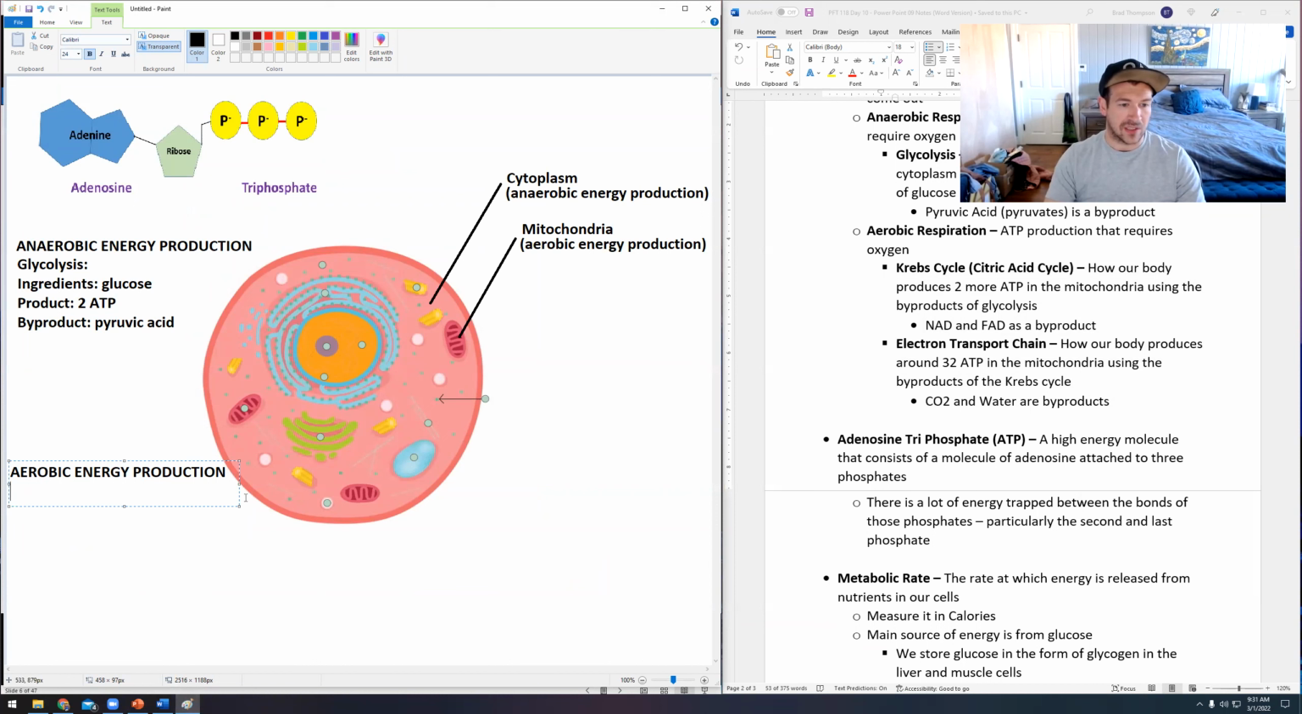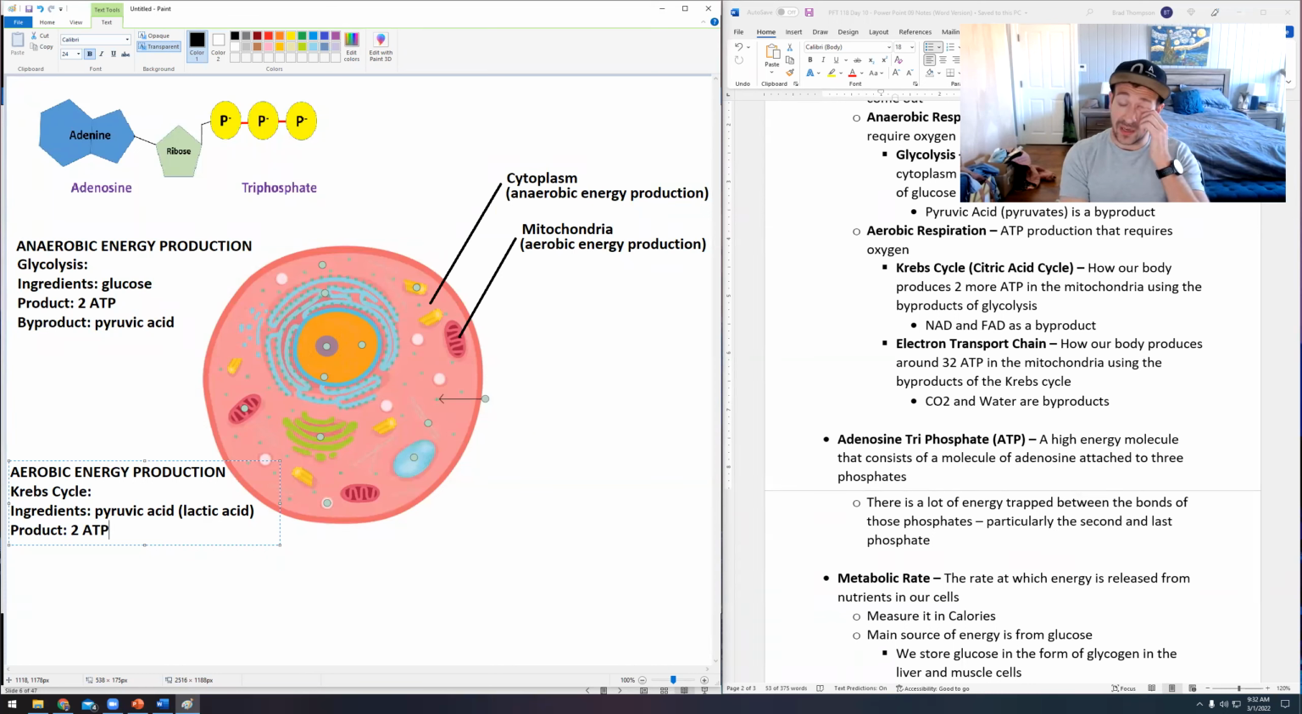The first part of this is going to be known as the Krebs cycle, okay? So the Krebs cycle's ingredients are those byproducts I just talked about. They are going to be the pyruvates, or we could call that lactic acid at this point, right? The pyruvic acid, which has fermented into lactic acid, okay? And then the product here that we're making, we're going to get 2 more molecules of ATP, which is not exactly a ton.